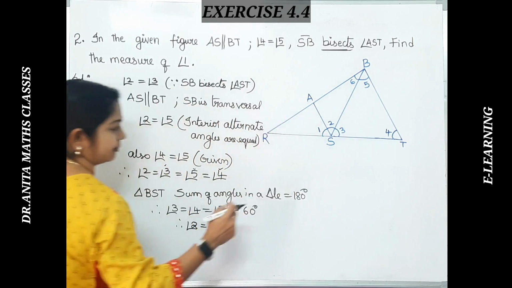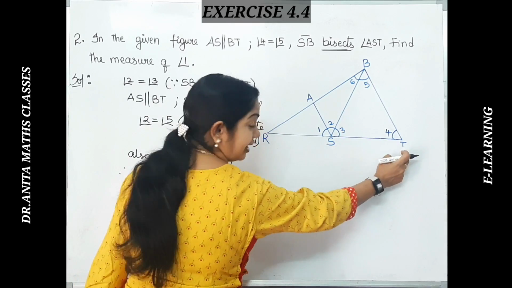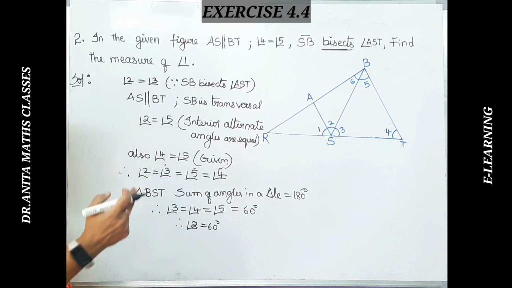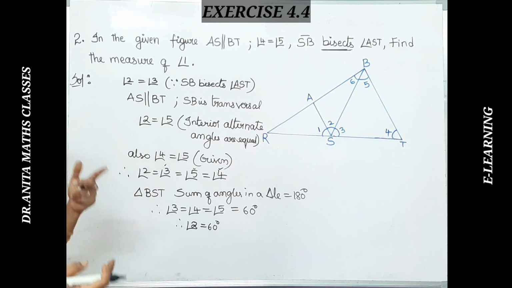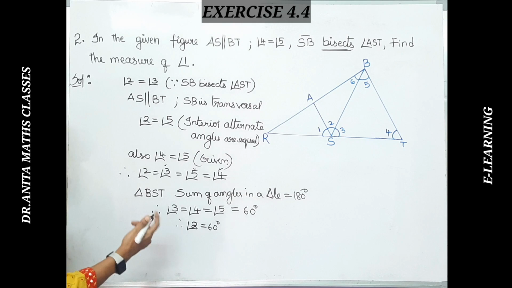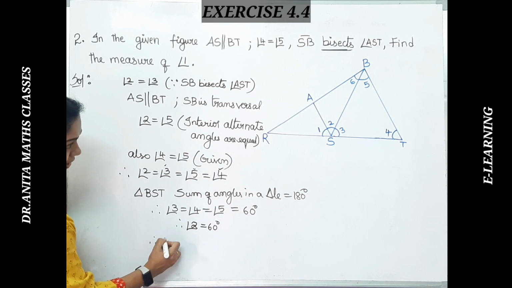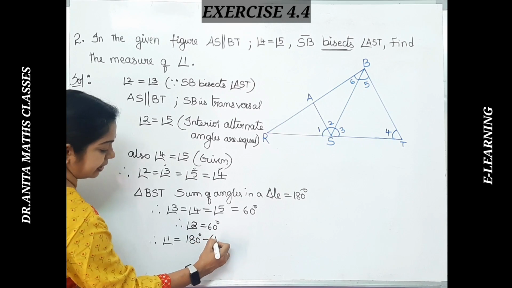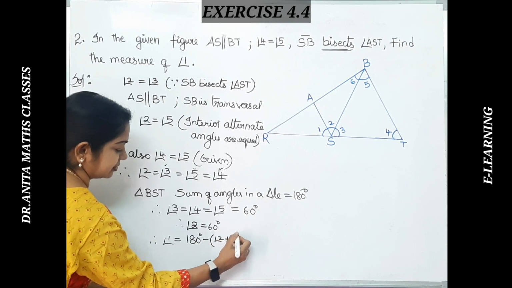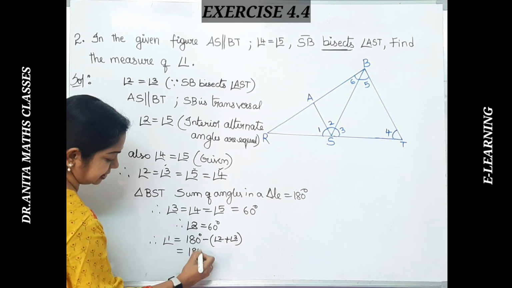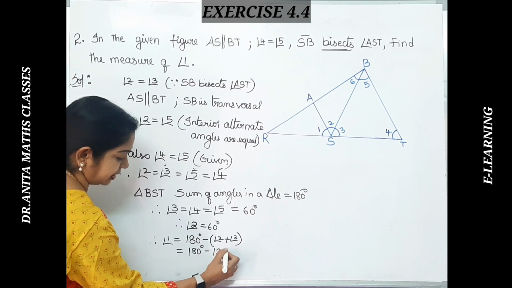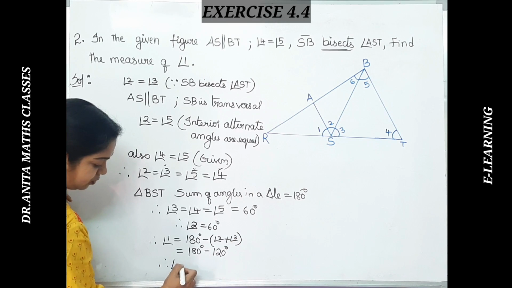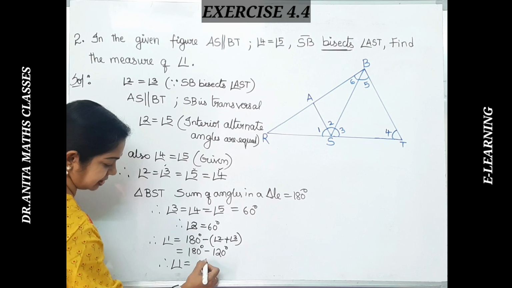So we can find 1 because RT is a line. On a line the angle is 180 degrees. So 2 and 3 are 60 and 60. So angle 1 is 180 minus (60 plus 60). Therefore angle 1 equals 180 minus (angle 2 plus 3). So that means 180 minus 120. Therefore angle 1 equals 60 degrees.